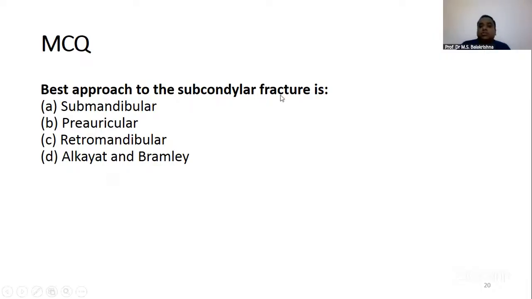At the subcondylar region, the facial nerve can get damaged. So in order not to injure the facial nerve, even open reduction and internal fixation of condylar fractures are often not done. So the Al-Kayat-Bramley incision is the best approach. Read back about the Al-Kayat-Bramley incision.